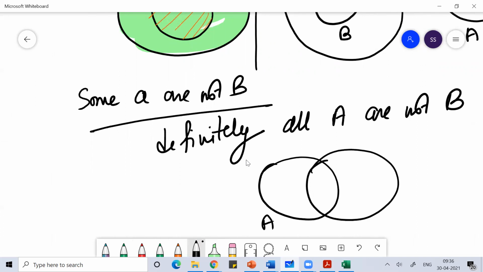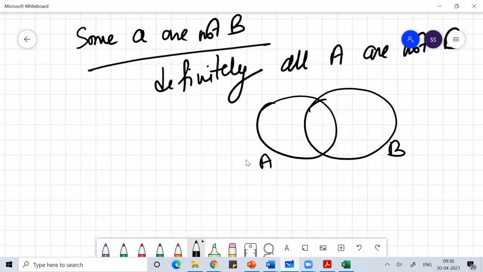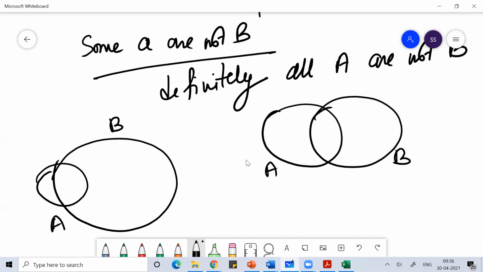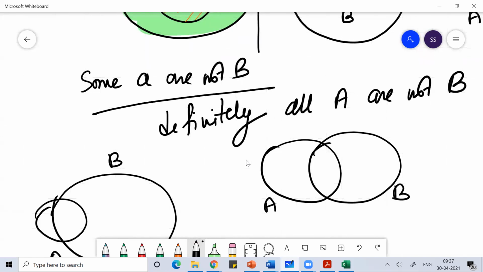Your diagram can be either like this, or you can think of the diagram like this, where we are talking about the relation between A and B. All the A cannot be a part of B. There would be a little bit of A left which cannot be B. That's why some A are not B.